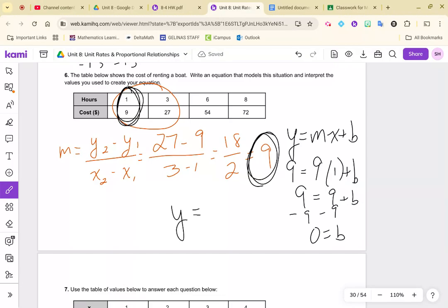And so that actually creates y equals 9x plus 0, or just y equals 9x, which you might recognize is actually the equation y equals kx. So sometimes when you use y equals mx plus b, it will actually give you a y equals kx equation, and we've just discovered another way to see if something is proportional.